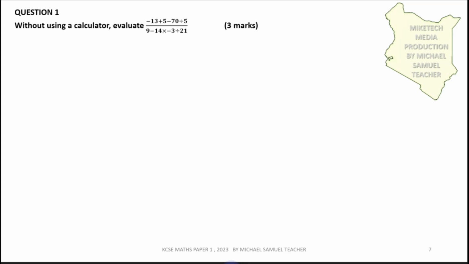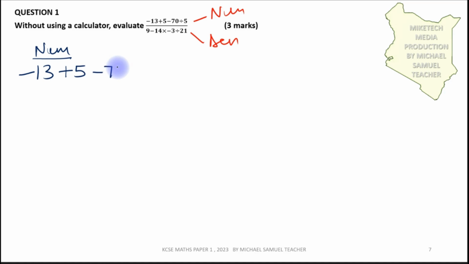So from this question we have the numerator and also we have the denominator. So I'm going to work out the numerator first. We work out the numerator and then we later work out the denominator, then we combine the evaluation. So the numerator we have minus 13 plus 5 minus 70 divided by 5. So in our case we are going to use BODMAS, which is so important, which means bracket, of, division, multiplication, addition, subtraction.